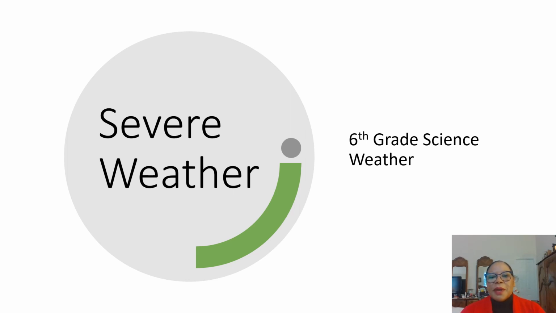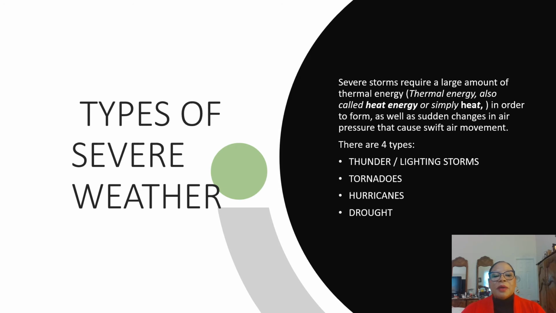Today we're going to be talking about science. We're going to be talking about severe weather. Please follow along. We're going to be talking about four types of severe weather storms that we have in our area. And so what is a severe storm?